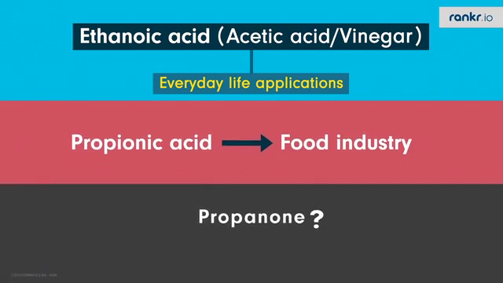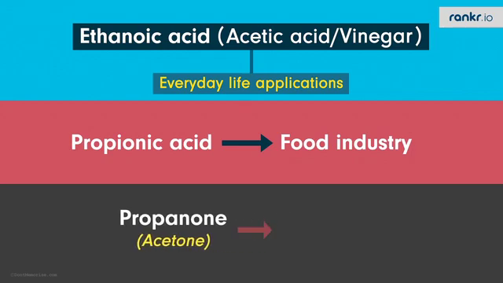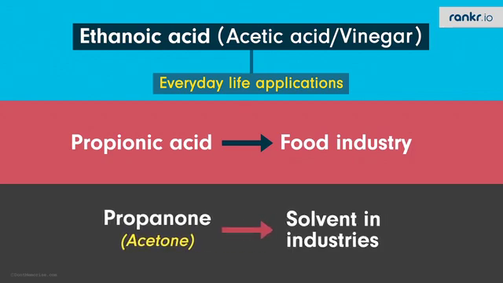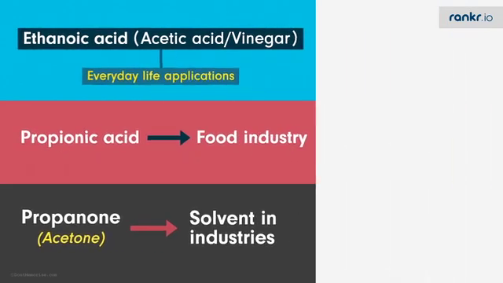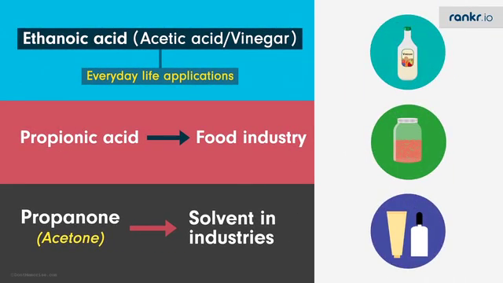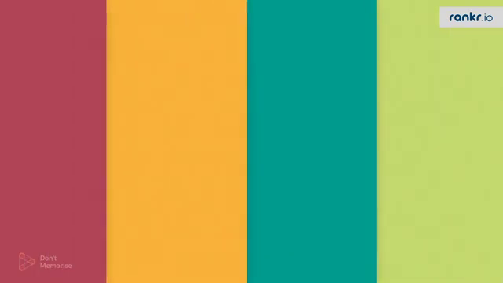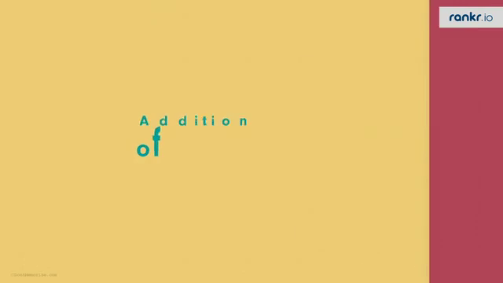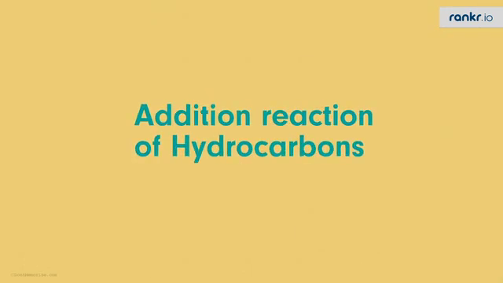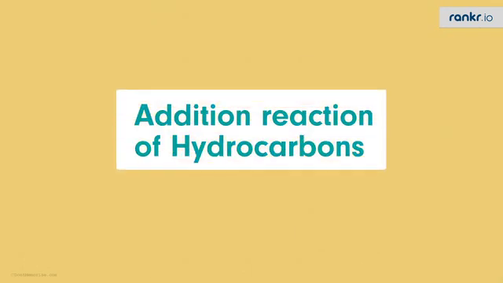And what is propanone used for? Well, propanone is nothing but acetone. It's widely used as a solvent for many compounds in industries. Thus, the oxidation reaction of hydrocarbons helps us gain commercially important products. We can now move on to the next type of chemical reaction, that is the addition reaction of hydrocarbons. For that, you will have to watch our next video.